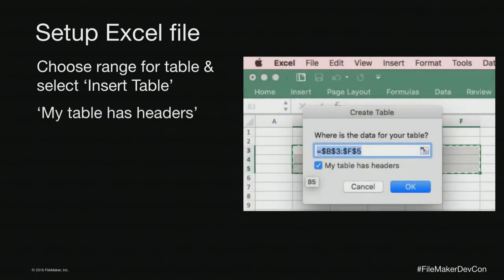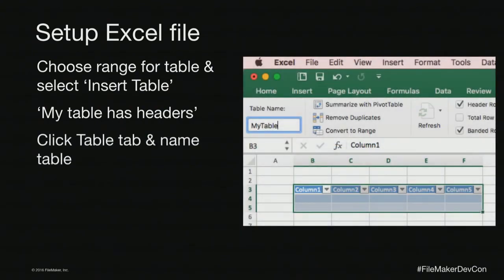Once you do that, you get a dialog that asks you to confirm the range of cells that you want to use, and it gives you this all-important checkbox, My Table Has Headers, which you do need to select. Once you've selected that, it'll turn your range of cells into what looks like a basic table, and there will now be a Table tab available in the interface, which you'll need to click on to configure. And the first thing we're going to do is name the table as we want. I call this My Table.